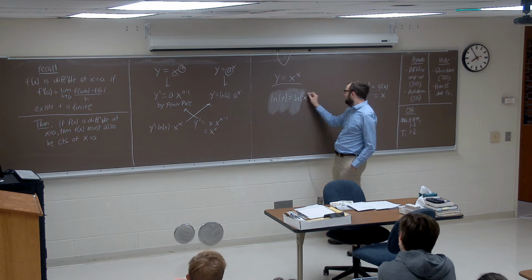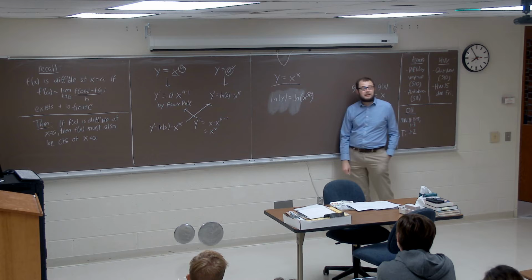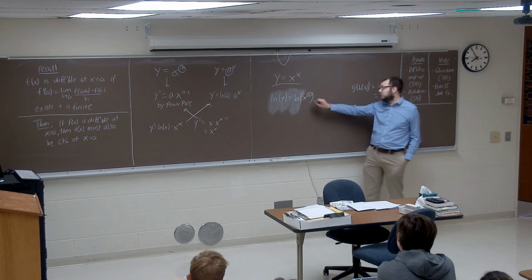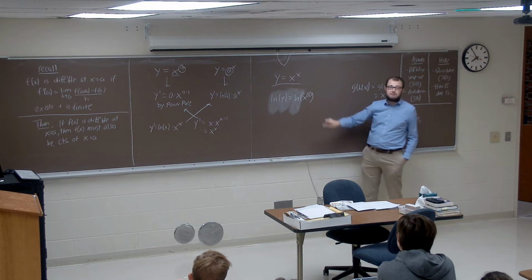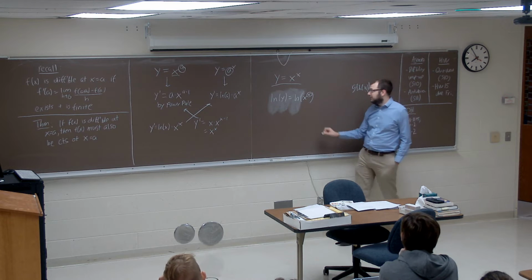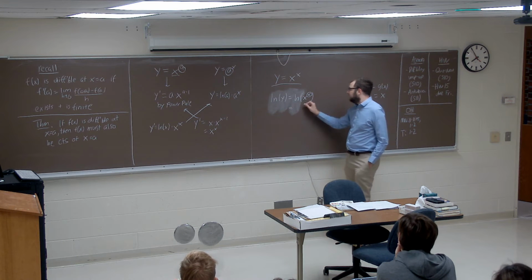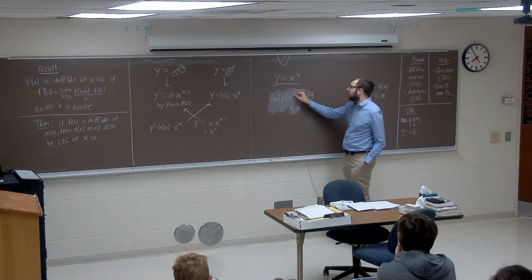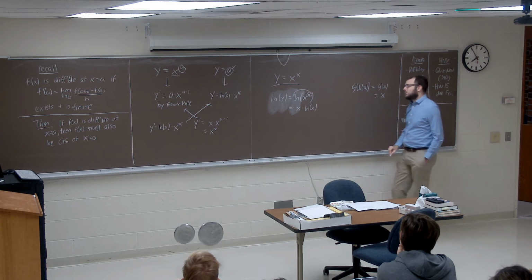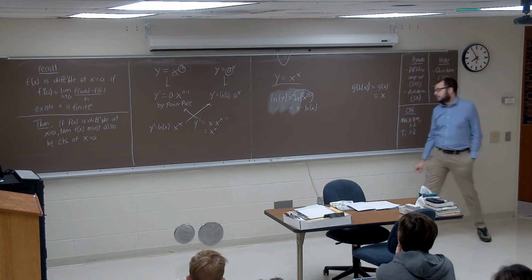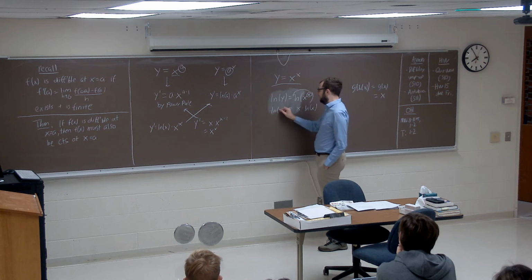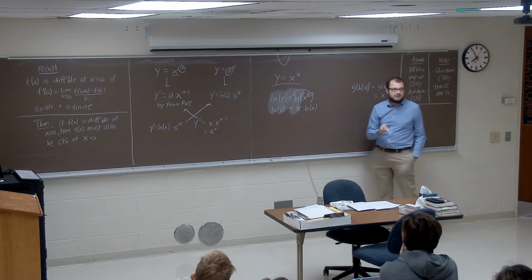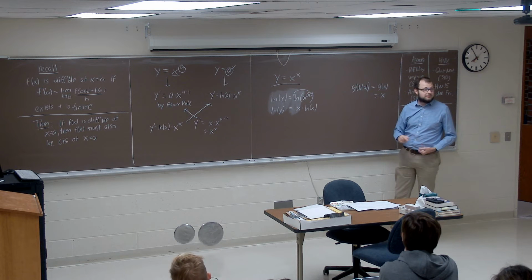Why? You can use a nice property of natural logs here: if you're taking the natural log of something to some power, we can take that power and move it down in front, to get natural log of y is equal to x times natural log of x.